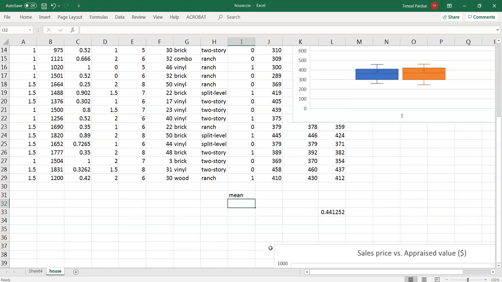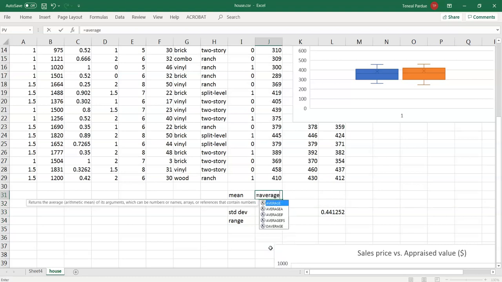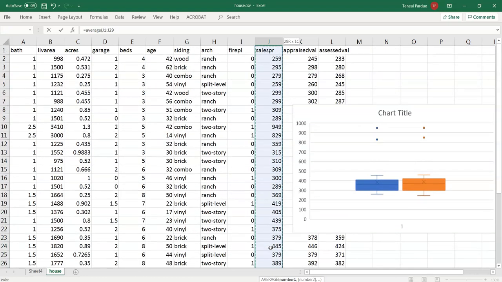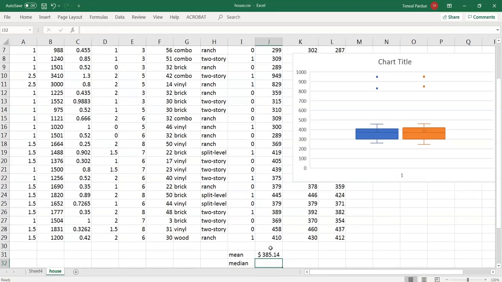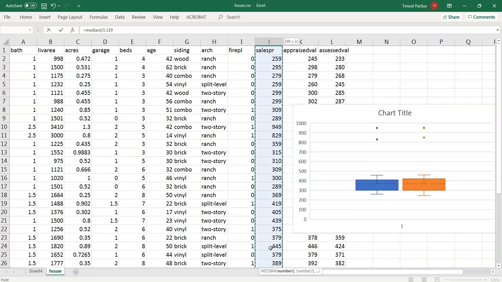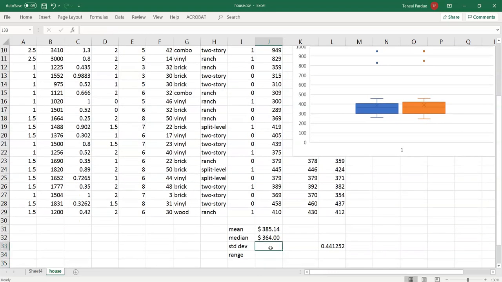So we might want the mean, the median, the standard deviation, and the range. And you know how to do that, but we'll do these real quick. Just to review, equals average. Highlight all of those. Close parentheses, enter. Median, so equals median. Highlight our data, close parentheses. I'm going through this quickly because I know you know how to do it, and you can pause the video if you need to.